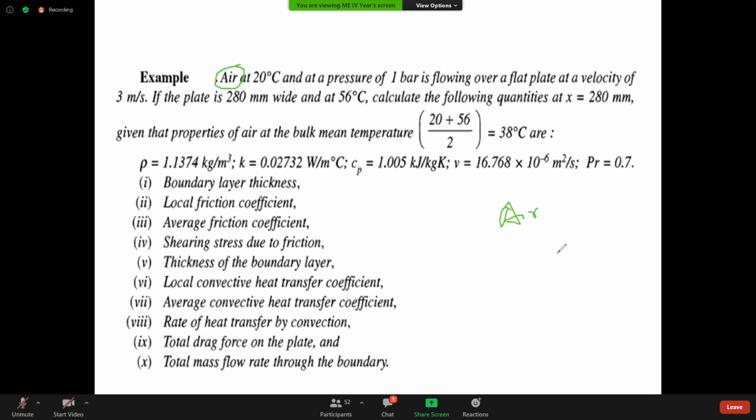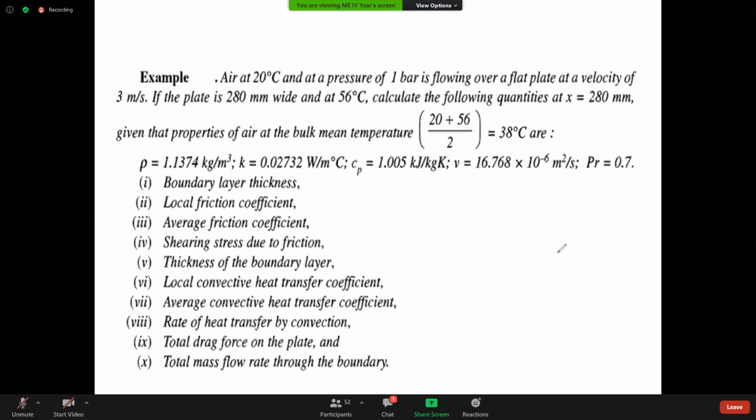I repeat again. Step 1, identify whether it is forced convection or natural convection. Step 2, whether internal flow or external flow. That is generally applicable for forced convection only. Free convection problems are directly on the surface. Of course, there will be some cases, but those cases are not required for you. Don't worry.